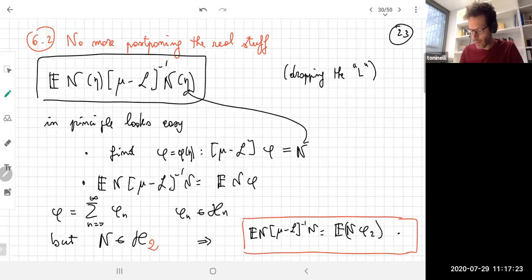Now, if you are able to find phi that solves that, then you are done, because then your expectation E_n of E inverse n is just equal to E_n times phi. I mean, by definition. No?